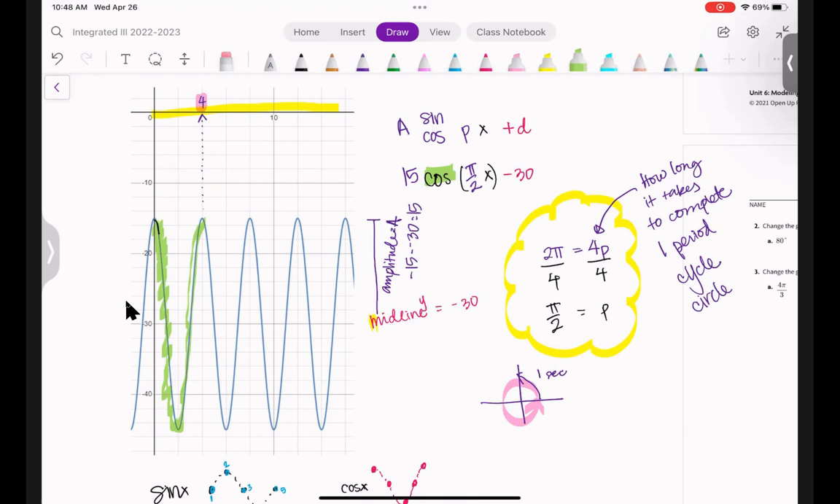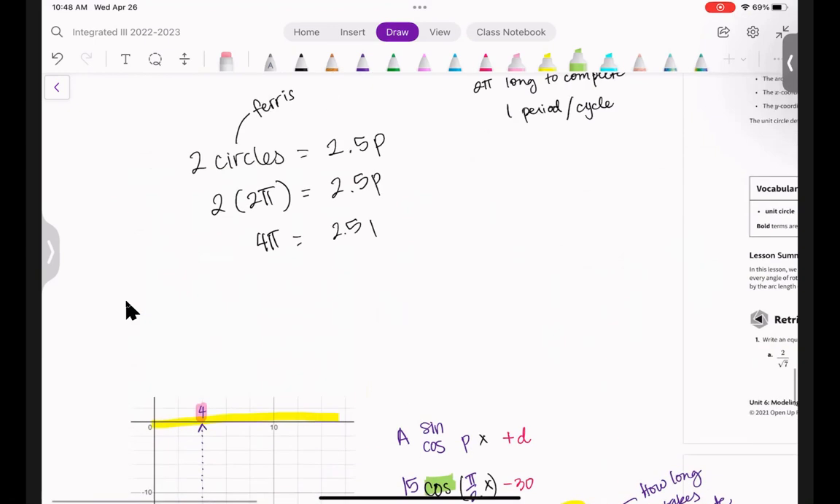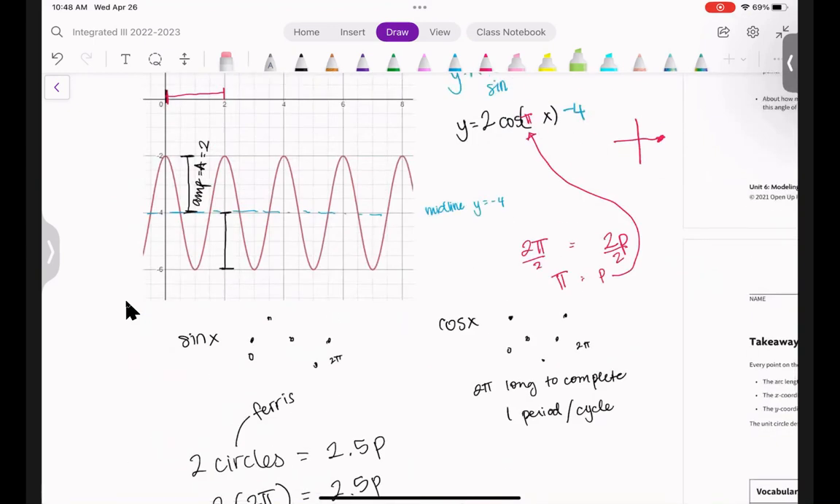So, if you look at this one up here, why is this 2 here? Yeah, one full cycle. That 2 is because it took Carlos 2 seconds to go all the way around the Ferris wheel. That Ferris wheel is going really fast, right? So is everybody okay with this?